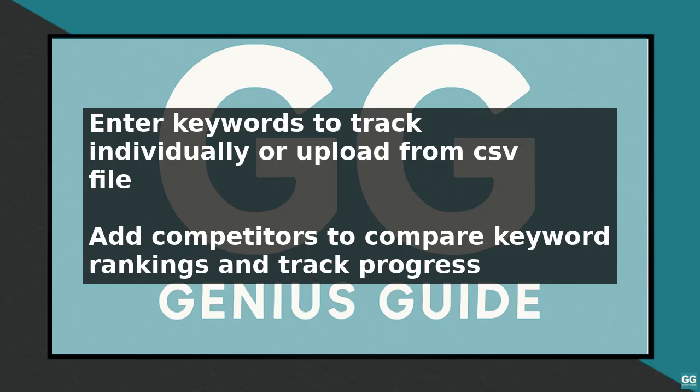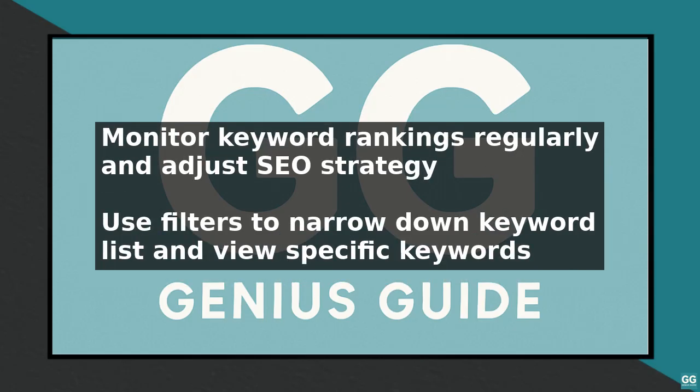Best practices for using Semrush position tracking include regularly monitoring your keyword rankings, adjusting your SEO strategy based on your rankings, and keeping an eye on your competitors. By following these steps and using Semrush position tracking effectively, you can improve your keyword rankings and increase your online visibility. Regularly tracking your keyword rankings can help you identify areas for improvement and make data-driven decisions to optimize your SEO strategy.